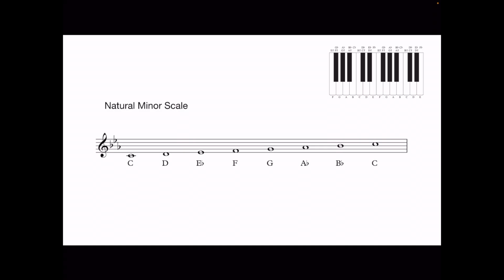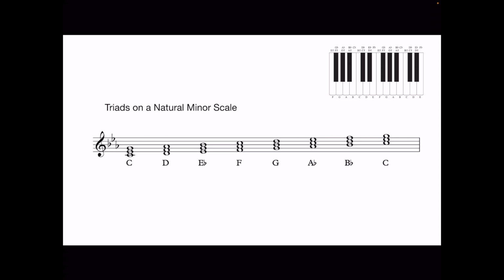But also, you remember that there are two other types of scales that we learned in minor, right? And those are the harmonic minor and the melodic minor. So if we take the natural minor and do the same thing we did to a major scale, where you just put two more notes on top of each note, it would kind of look like this.